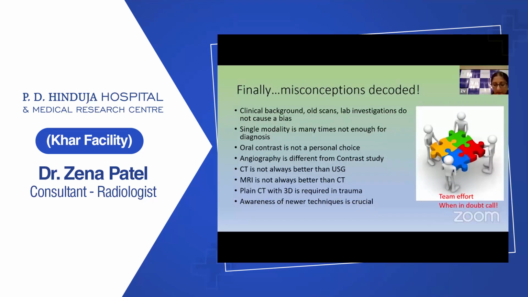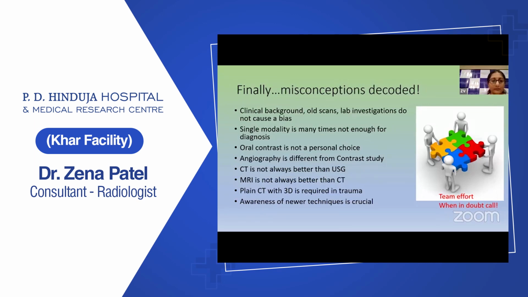I hope that the misconceptions have got decoded after all these examples. The clinical background, old scans, lab investigations, we need all of that to understand the abnormality better. It is a misconception that if we have all that, we will get a bias. We have so many patients who tell us that they will not give us the old scans because we will copy that report. No, it's not true. There may be so many things on that scan which will help us in understanding the disease better.